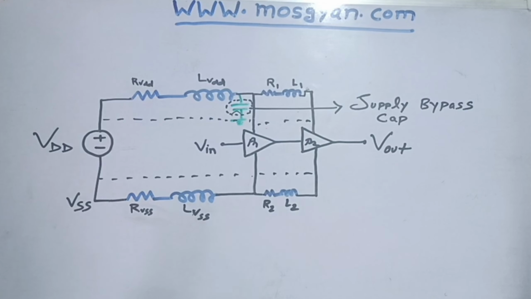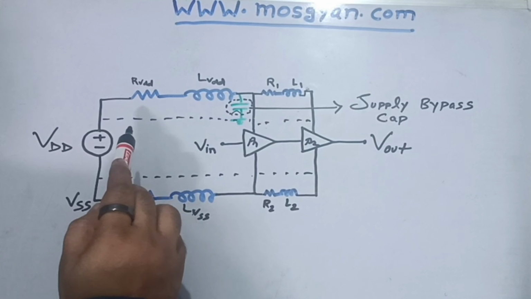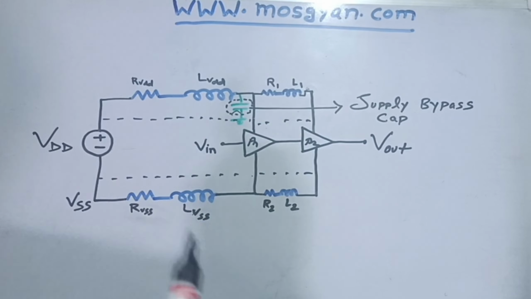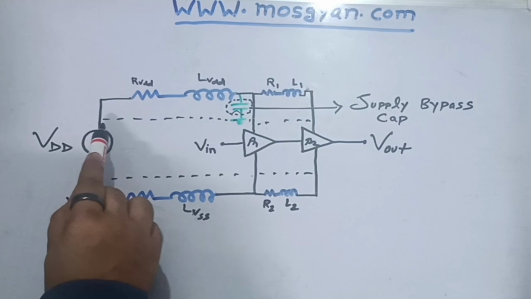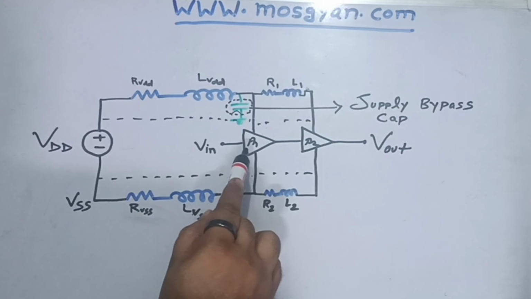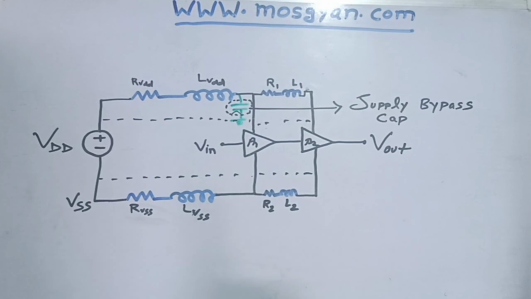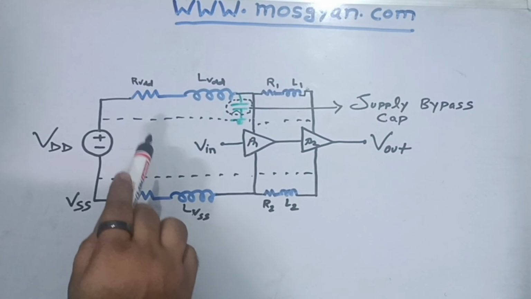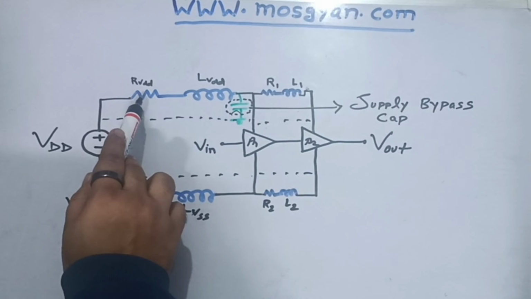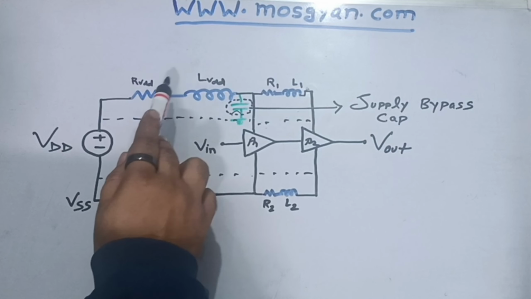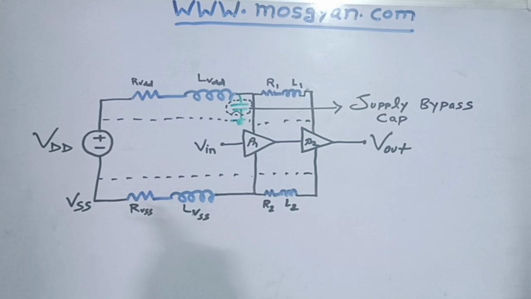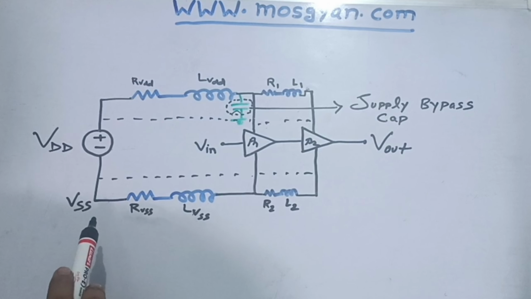This is how ideally we try to connect, but in practice we understand that a simple metal wire will offer both resistance and inductance. So when we connect a simple metal wire between battery and op-amp, resistance and inductance come into the picture, and that's what is shown here in the structure. You can see we have shown RVDD and LVDD as the supply resistance and inductance, and similarly RVSS and LVSS represent the resistance and inductance offered by the ground connection.